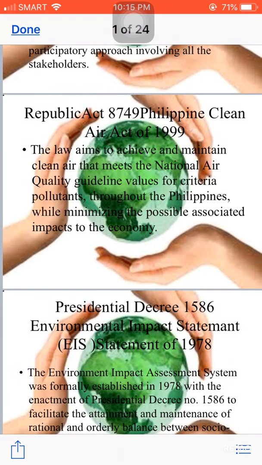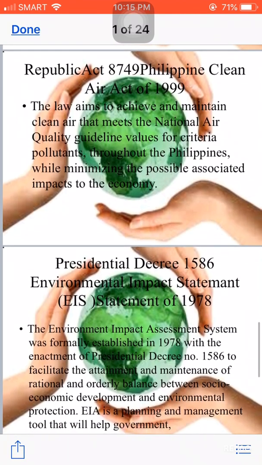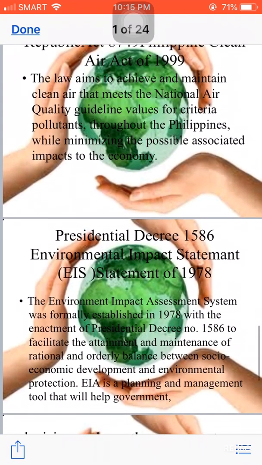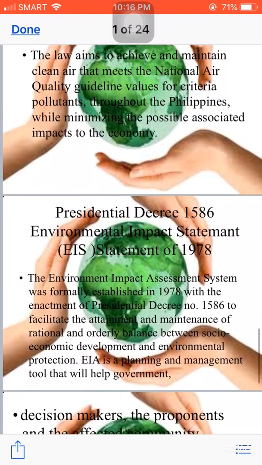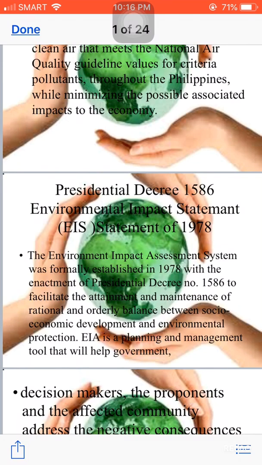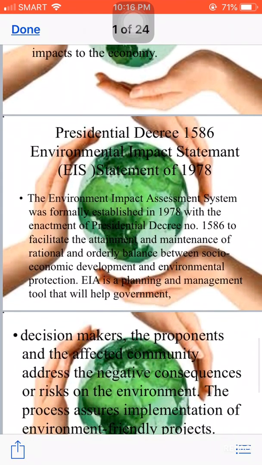Republic Act 8749, Philippine Clean Air Act of 1999. The law aims to achieve and maintain clean air that meets the National Air Quality Guideline values for criteria pollutants throughout the Philippines, while minimizing the possible associated impact on the economy.